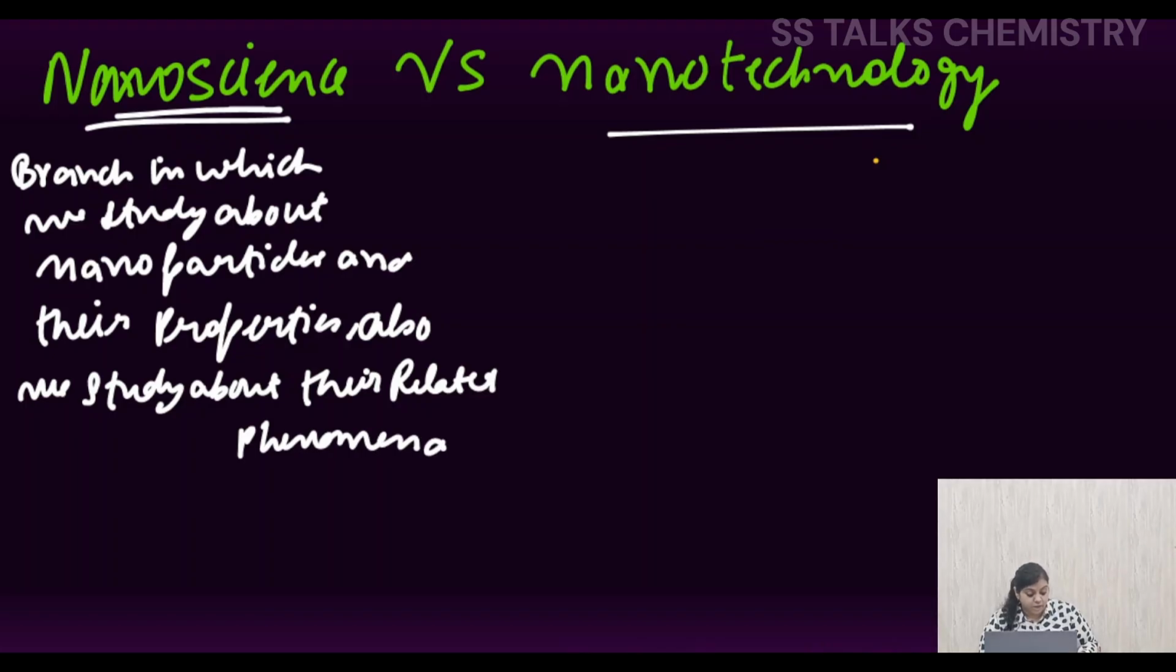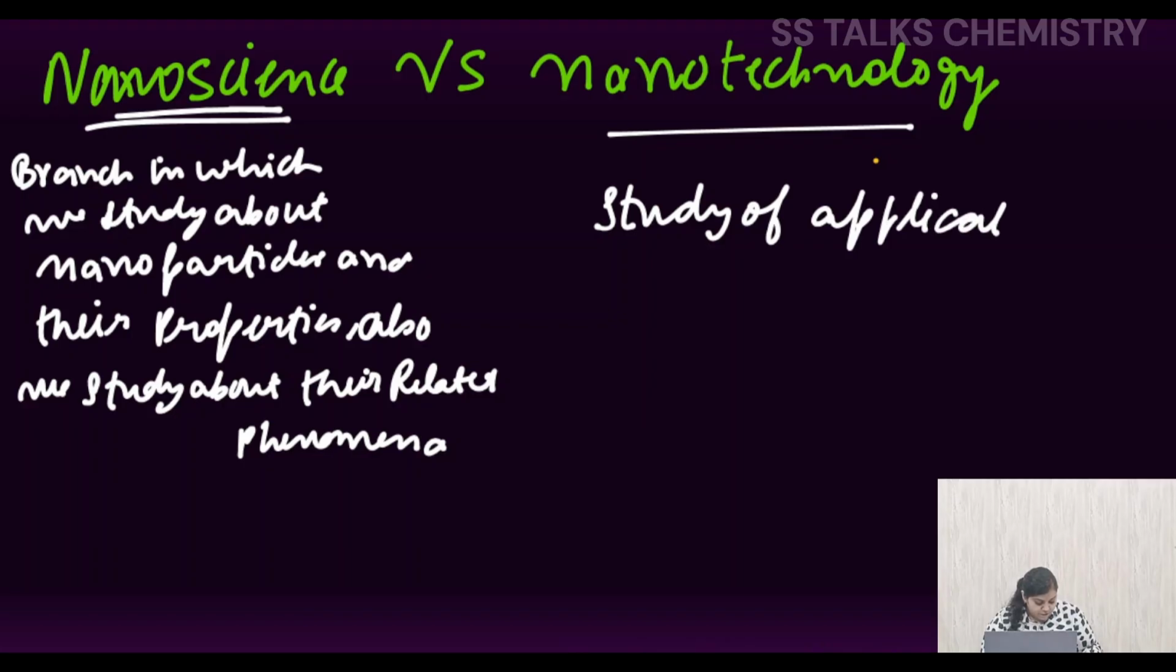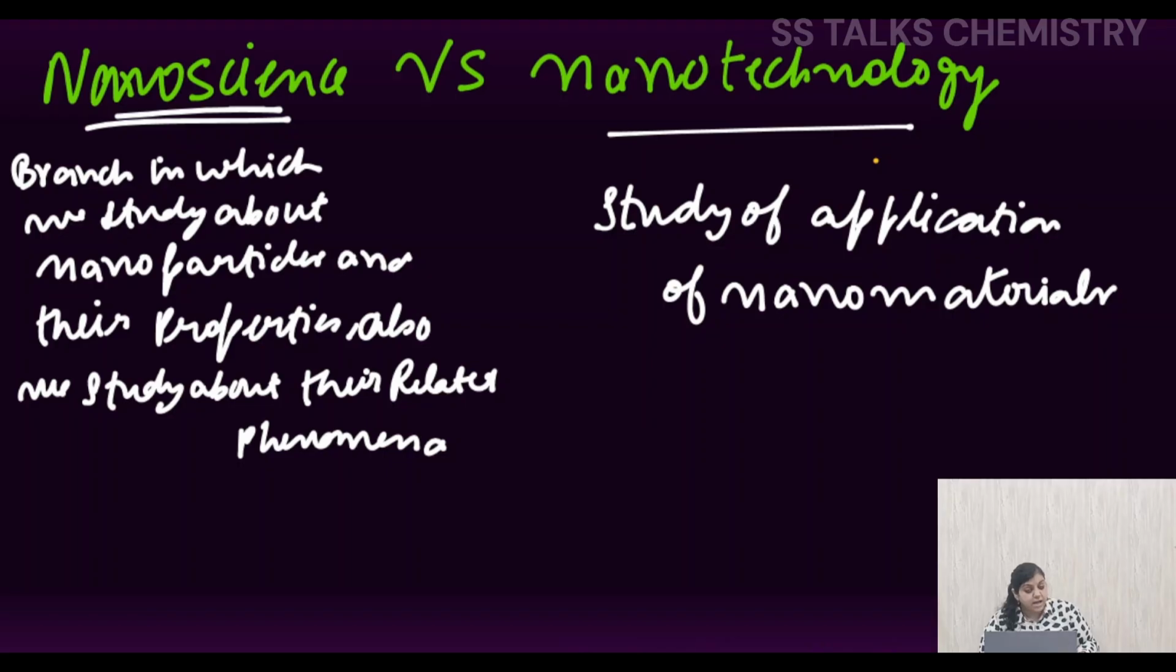Whereas in nanotechnology, what we are going to use is the study of the application part of these nanomaterials. So this basically includes the study of the application of the nanomaterials. We will see this through an example, and you will get more clarity over it.